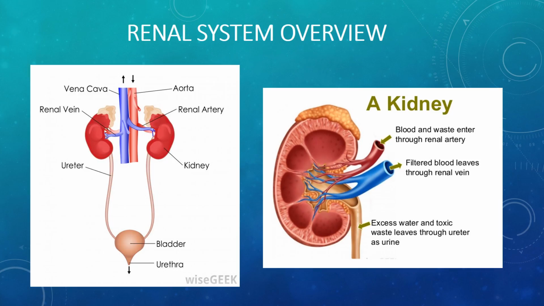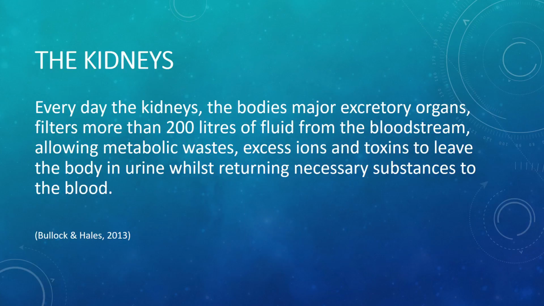Okay, so the renal system is a group of organs that work together to produce, store, and release urine. The kidneys are a vital part of the renal system. They're located on either side of the back portion of the abdomen. Every day, the kidneys, the body's major excretory organs, filter more than 200 litres of fluid from the bloodstream, allowing metabolic waste, excess ions and toxins to leave the body in urine whilst returning necessary substances to the blood.